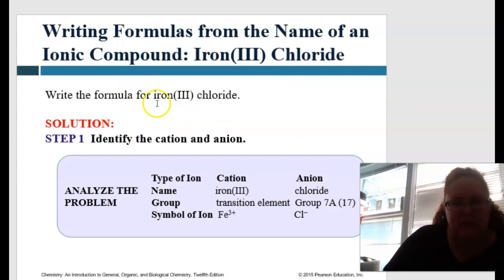So we're going to write the formula for iron 3 chloride. So analyzing the problem, what's the type of ion, the cation or the anion? The name is iron 3, right? And then the anion would be chloride. What is the group? It's a transitional element. And so the symbol for iron is Fe3+. Chloride is from group 7A, and the symbol is Cl-.